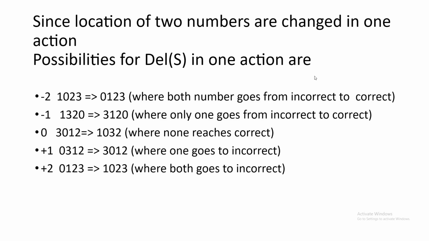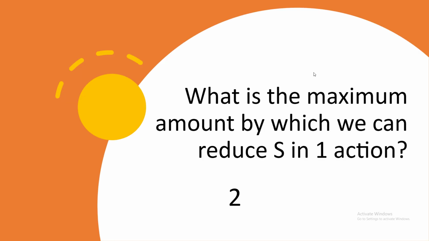Since we talked about this for one digit, right? Since in one swap two digits are being changed, the maximum possible value of delta S will be minus 2, as in one swap we could have corrected two misplaced digits. So what is the maximum amount by which we can reduce S in one action? It is 2.